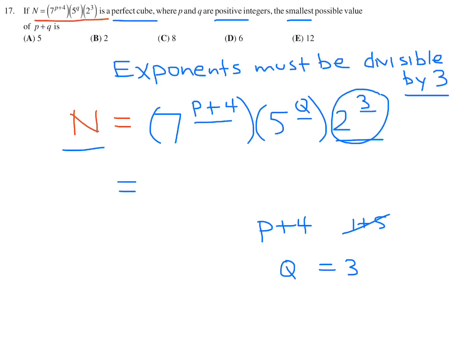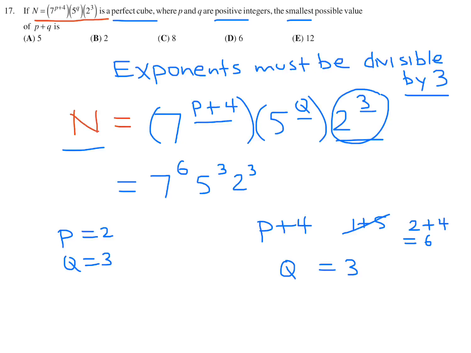But if you make p equal to 2, you have 2 plus 4 equal to 6. And 6 is indeed divisible by 2. So therefore, p is going to be 2, and q is going to be 3. And that would basically make this 7 to the power of 6, 5 to the power of 3, and 2 to the power of 3.